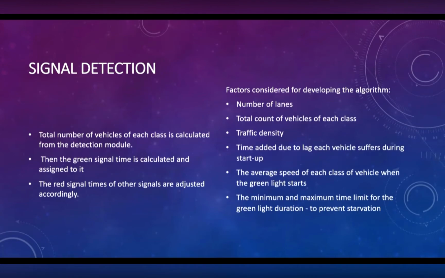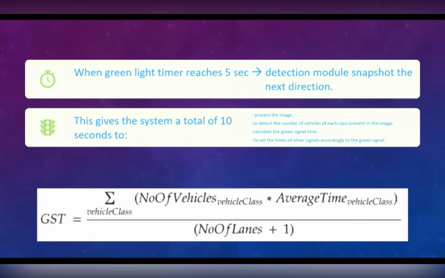When the green light timer reaches 5 seconds, the detection module takes a snapshot of the next direction. This gives the system a total of 10 seconds to process the image, to detect the number of vehicles of each class present in the image, to calculate the green signal time, and to set the times of the other signals accordingly to the green signal.